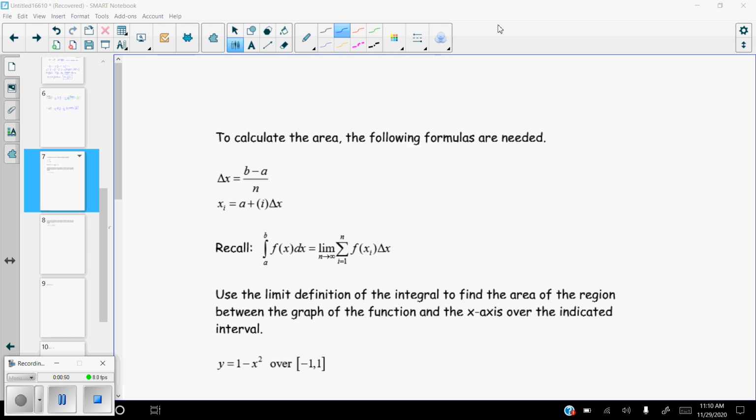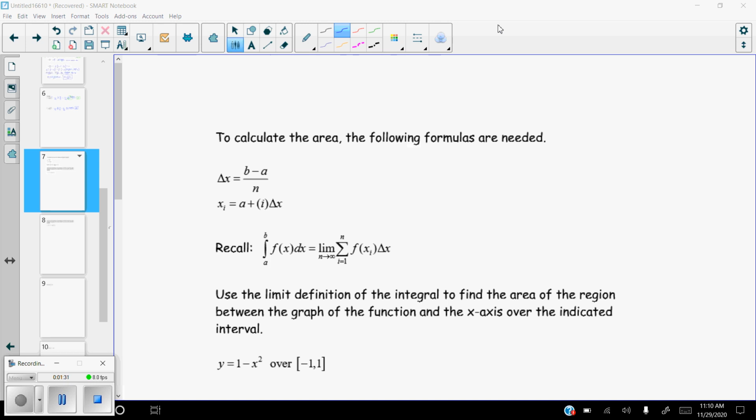We're also going to need to know that x sub i, which is basically the ith x value, whatever x value we choose, would be gotten to if we take the starting point a and then add i delta x's to it. So if I want to get to the 10th rectangle, I would start with a and then add 10 times delta x, and that would get me out to the 10th specific x. If that doesn't make any sense, you can always just memorize the formulas.